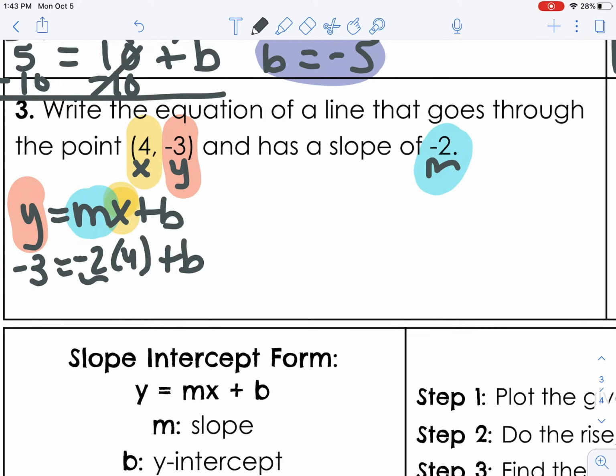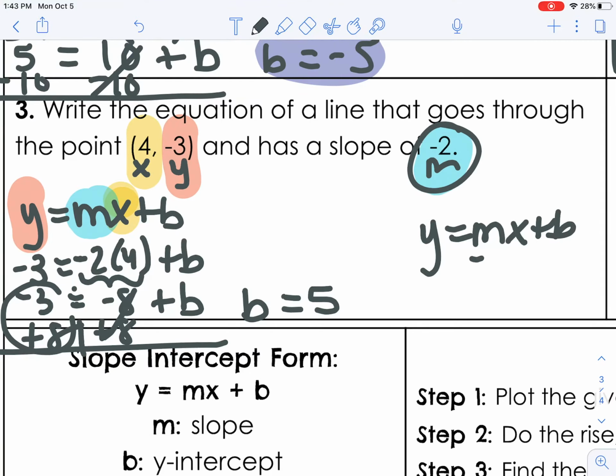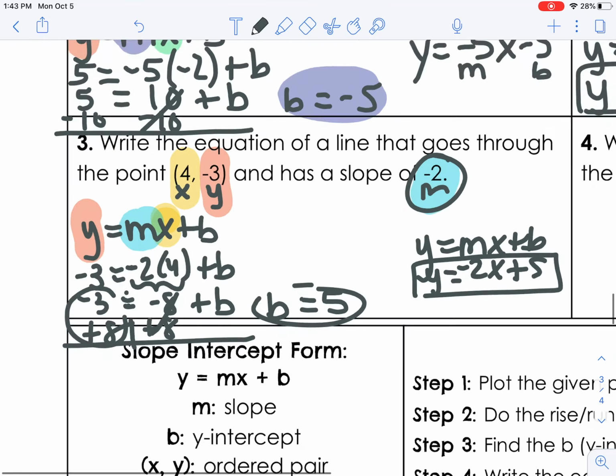And now I just solve. -3 equals -2 times 4 plus b. So I'm going to multiply -2 times 4. That gives me -8. To get b by itself, or to move the -8 over, I need to add 8 to both sides. So b equals -3 plus 8 makes 5. So to write my equation, I need this slope, which is -2, and I need this y-intercept, which is 5. And I'm done.